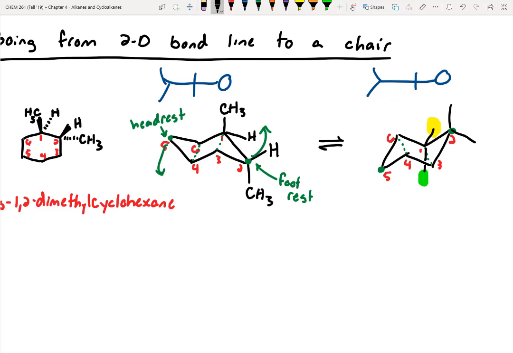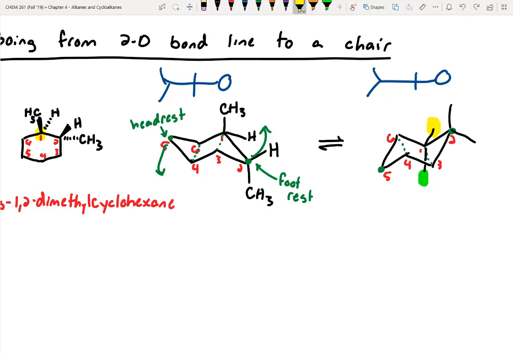All right, so let's check in as a class. Right now, we're thinking back to the original structure, so carbon 1 right now. We're asking ourselves, all right, off of carbon 1 in the 2D bond line structure, we've got a methyl group that's a wedge, hydrogen that's a dash, but now we need to fill it into our chair. All right, so where do you think the methyl group will be in our chair? Do you think it'll be in the yellow spot or the green spot?